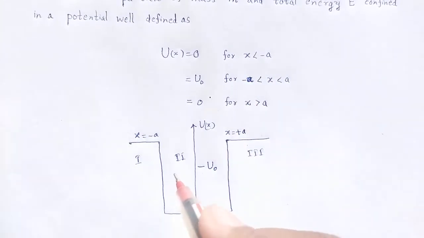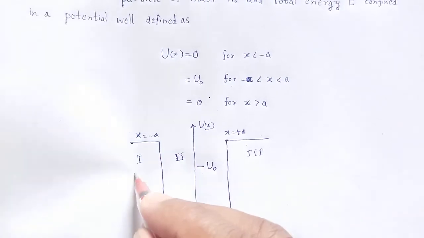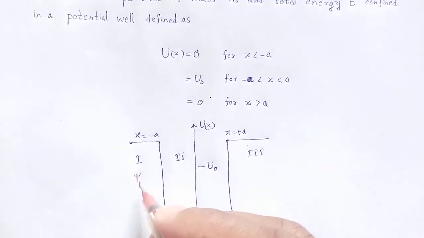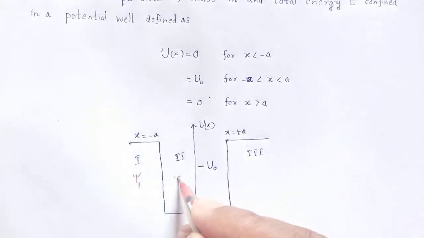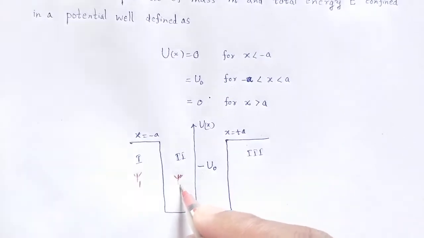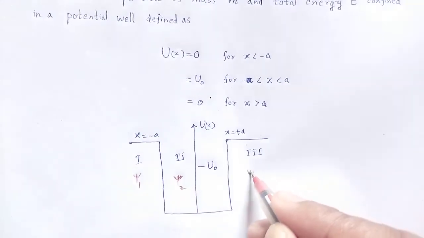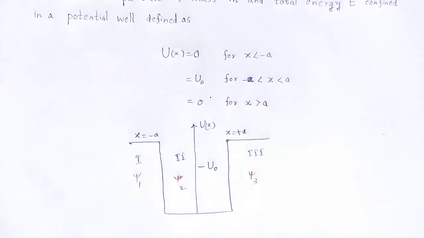Let me treat the wave function of region 1 as psi 1, the wave function of region 2 as psi 2, and for region 3 it will be psi 3. Then we use the time independent Schrodinger equation in these three regions and get the solutions, and after solving these we should find the eigenvalues and eigenfunctions of the particle in a square potential for the bound state.